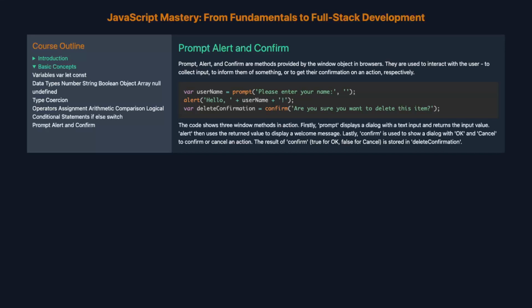The code shows 3 window methods in action. Firstly, prompt displays a dialog with a text input and returns the input value. Alert then uses the returned value to display a welcome message. Lastly, confirm is used to show a dialog with OK and Cancel to confirm or cancel an action. The result of confirm, true for OK, false for Cancel, is stored in deleteConfirmation.